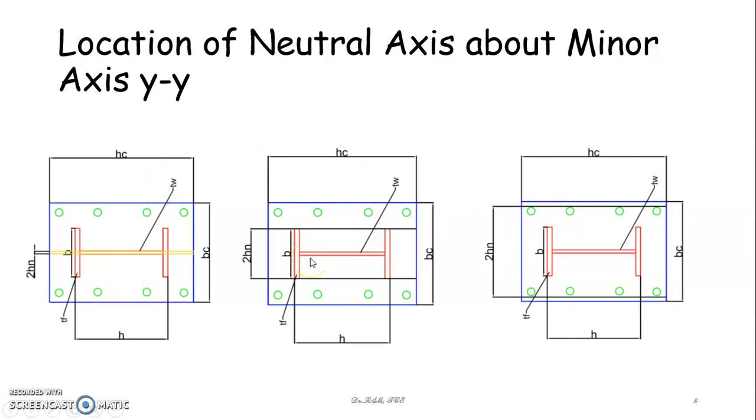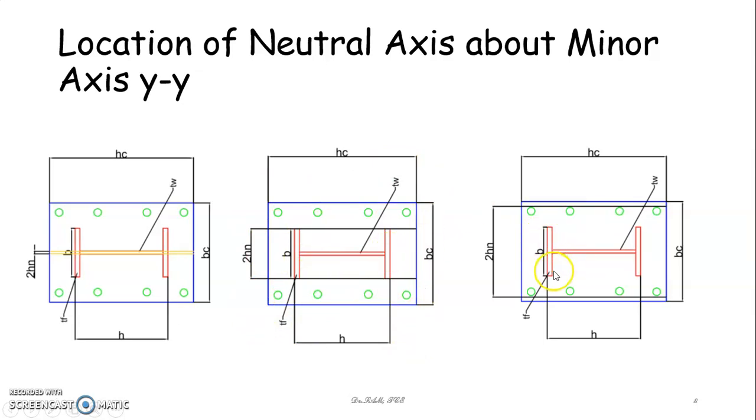The second case is nothing but it is greater than half of the thickness of the web, and it is less than B by 2. So this is the case. If this is the case, you take this region alone as your 2H, calculate your section modulus and substitute in your expression. That is for the cross section about minor axis.